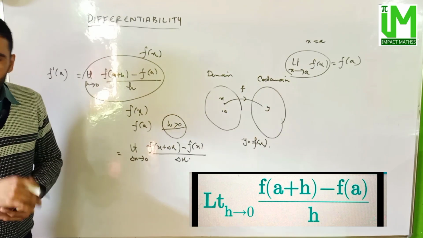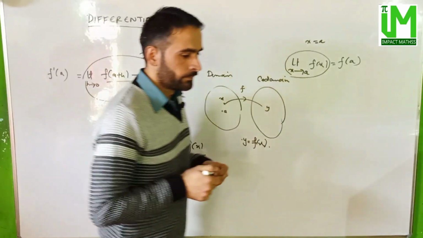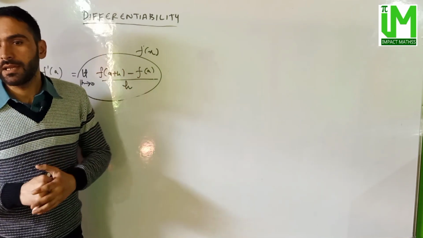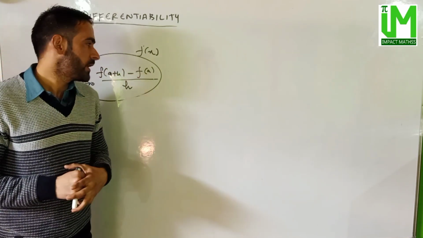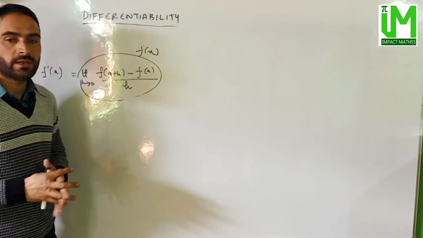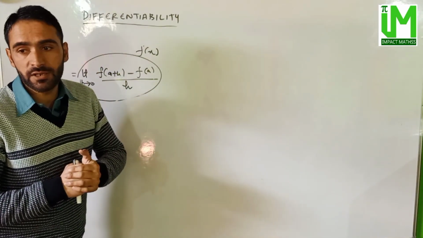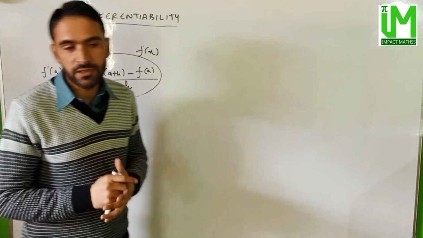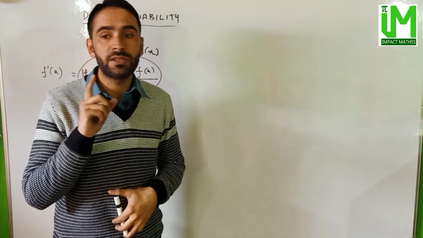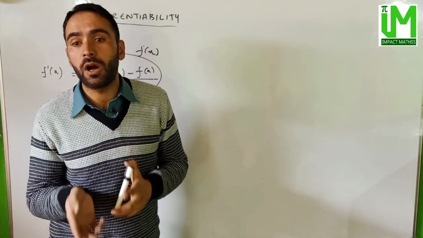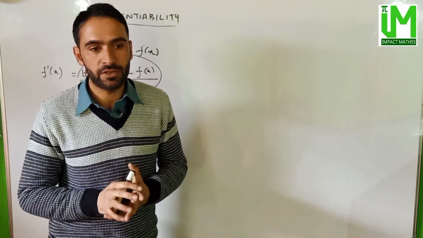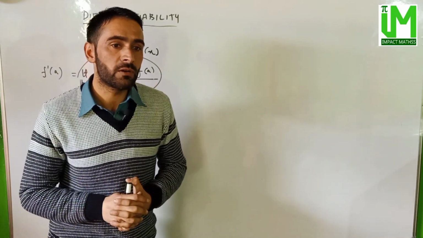Did you understand? Okay, write down the definition first. This is the derivative of a function at a single point: f dash of a is equal to the limit as h tends to 0 of f of a plus h minus f of a divided by h. Now consider continuity at a single point and continuity throughout the interval.